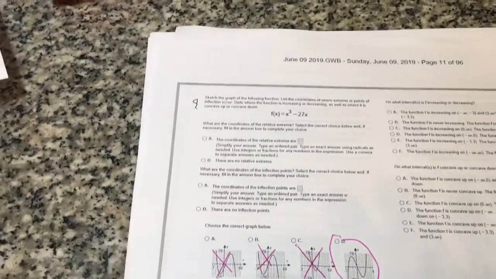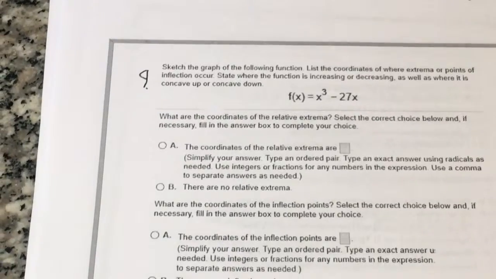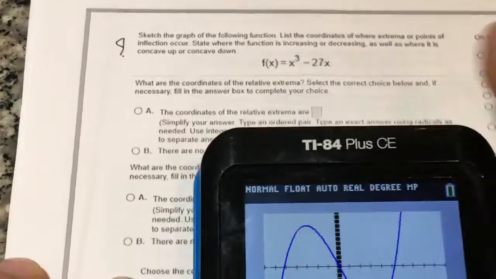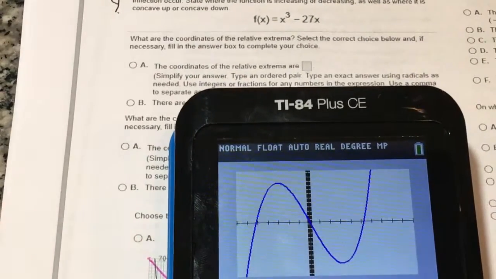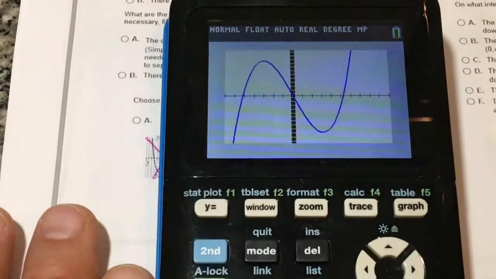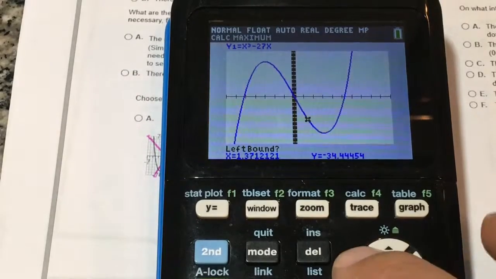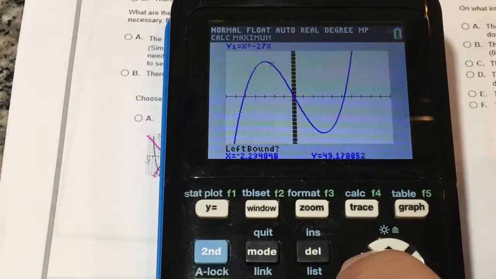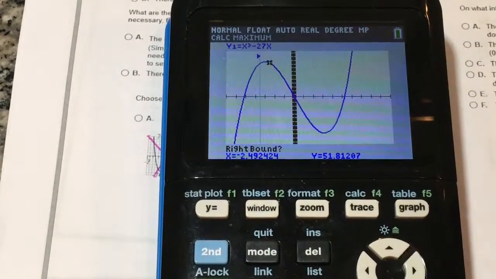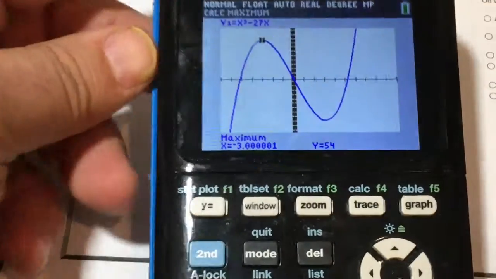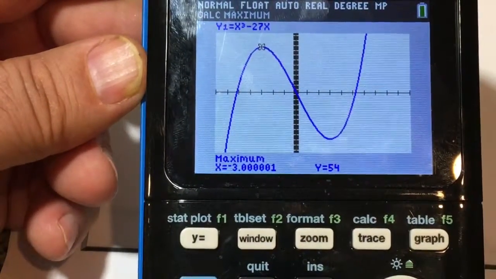It wants the relative extrema, so let's see what it asks for first. First, it asks me for both. When it says extrema, it wants the min and max. So I'm going to give it the maximum first, because that's what comes first. So I'm going to hit second calc, find my max. I have to bring this over to the left, so I'm using the left arrow, bringing it over. I'm going to hit enter. I'm going to use the right arrow, bring it over, and then enter again. And that's going to give me -3, 54.